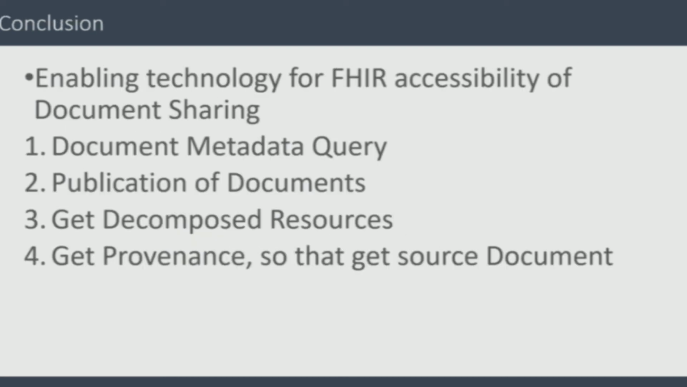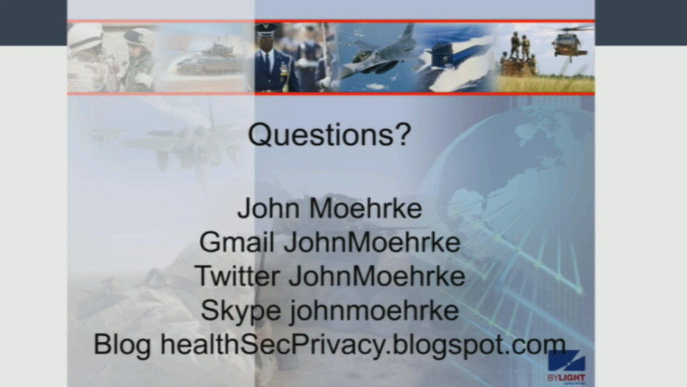So we're to the conclusion. So document metadata query, publication of documents. So you do have this FHIR-based way to publish documents, to find documents, but you've also got some decomposition mechanisms, and you can use provenance to get back to the original document. Any questions?